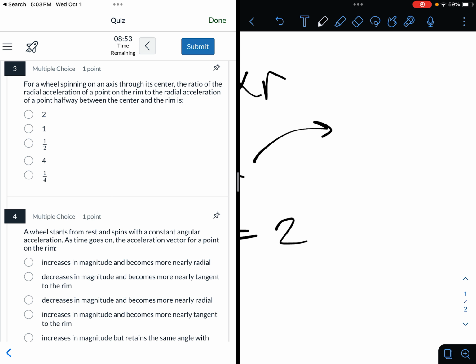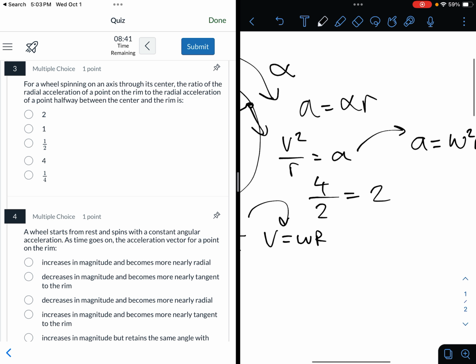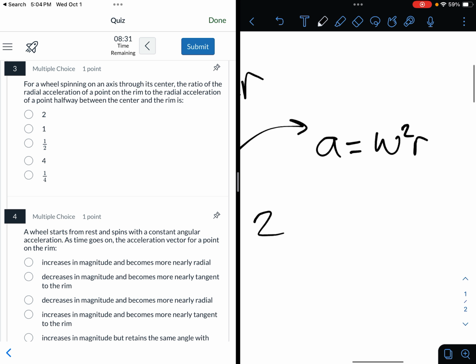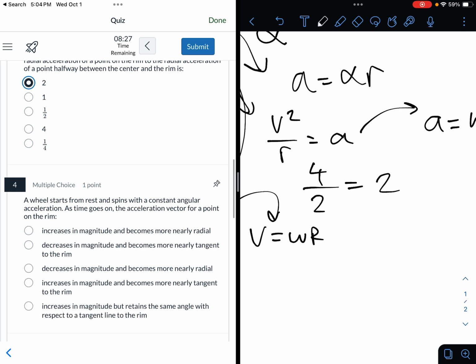Because if you use a equals omega squared r, this is just the centripetal acceleration. If you replace v with omega times r, you would get omega squared r squared, and one of the r's would drop. Oh yeah, you have twice the radius. Okay, that actually checks out. So it should be 2 times as much.